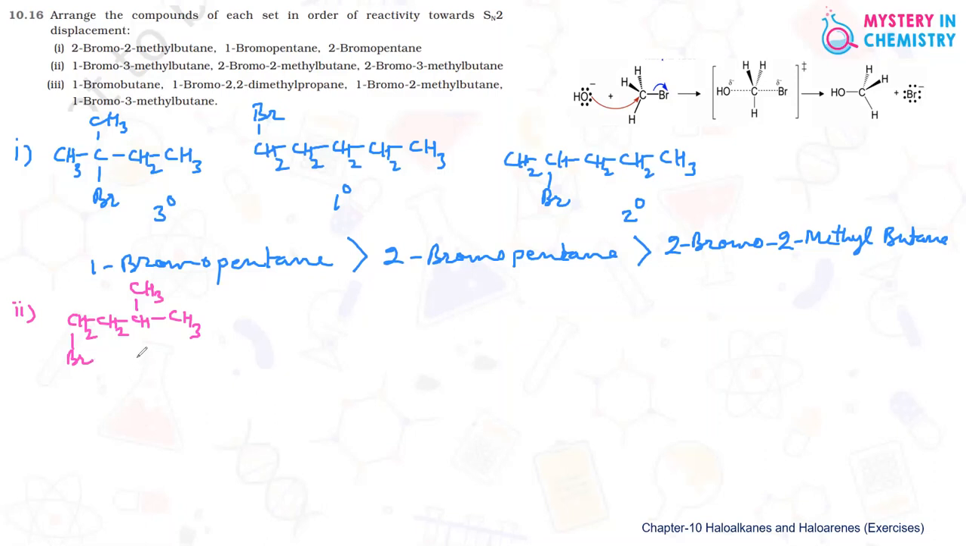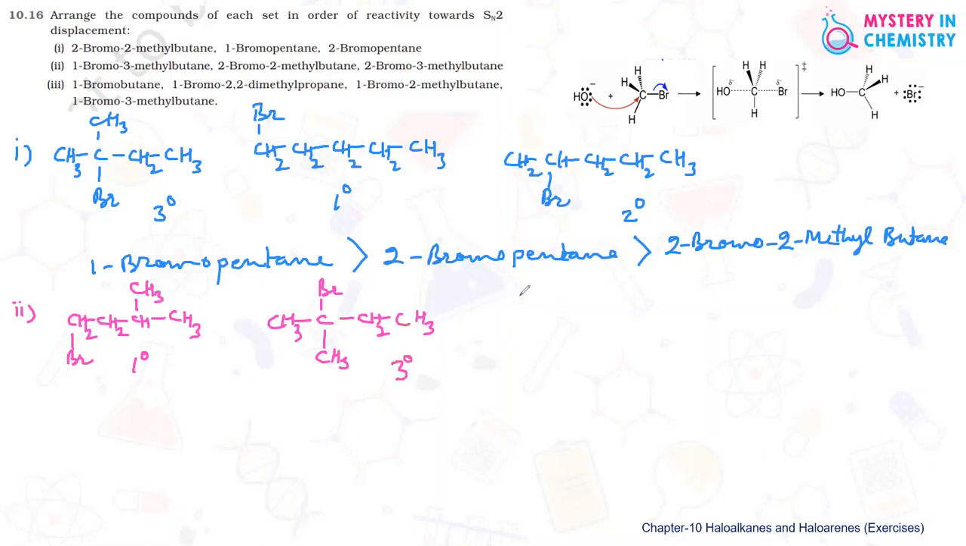Now in this case, this is the primary one. Now come to second one. 2-bromo-2-methyl butane. So here we can write 1, 2, 3, 4 butane again. Second carbon is having methyl group, and second carbon is having bromine. 2-bromo-2-methyl, and then CH3, CH2, CH3. This is the second one, and this halide is actually tertiary halide.